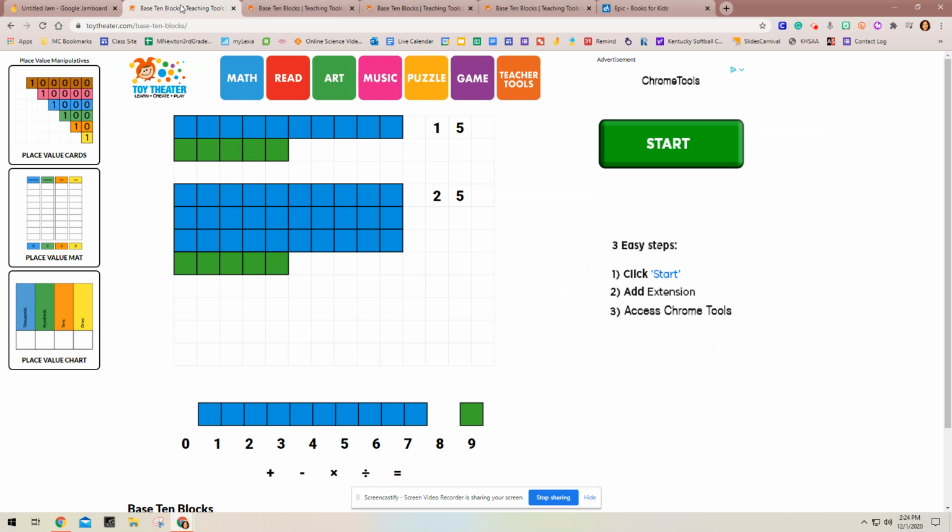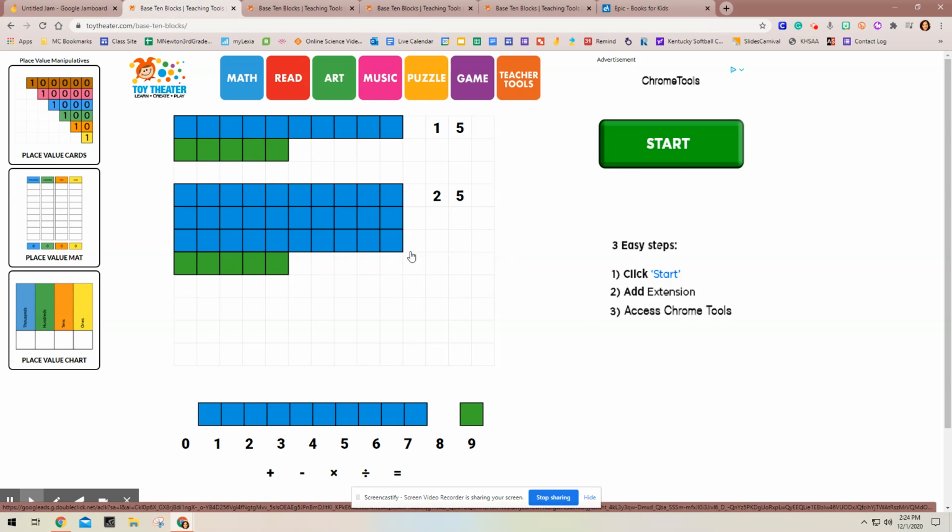Now, how do we borrow and how do we regroup and why do we do that? Well, I'm going to explain it right here. I have 15 and I have 25 using base 10 blocks. Here's a 10 and then I have 5 ones. Here's 1, 2, oh, I have one too many 10s. I'm going to move this back up. So I've got 2 10s, and then I've got 5 ones. That would get me 25.